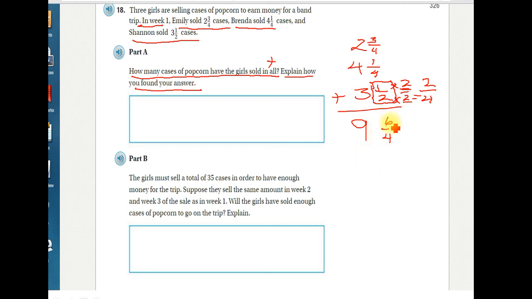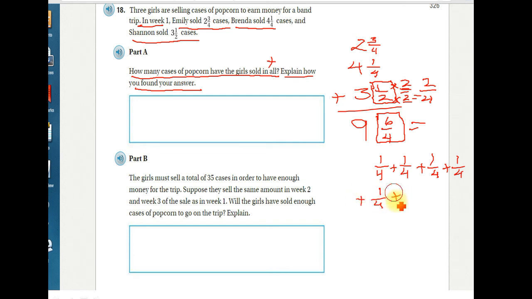This fraction is an improper fraction. So before we write our final answer, I want to change this improper fraction into a mixed number. So again, I'm going to leave the whole number part alone. I'm just going to focus on this fraction part. And then I'm going to come back to that whole number later. So I can break up 6/4 into 1/4 plus 1/4 plus 1/4 plus 1/4 plus 1/4.